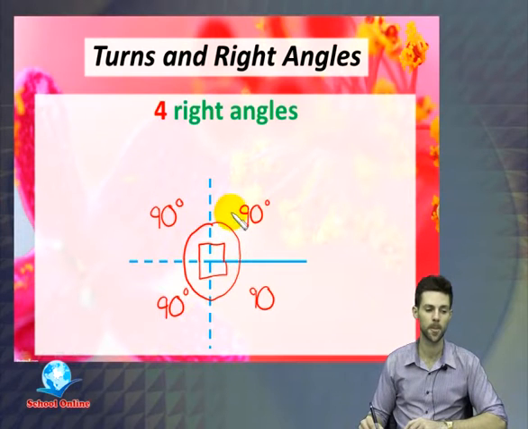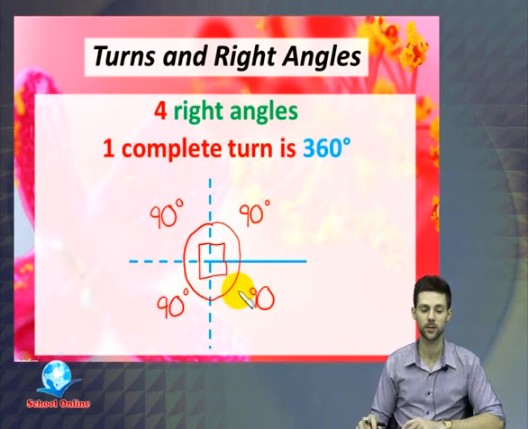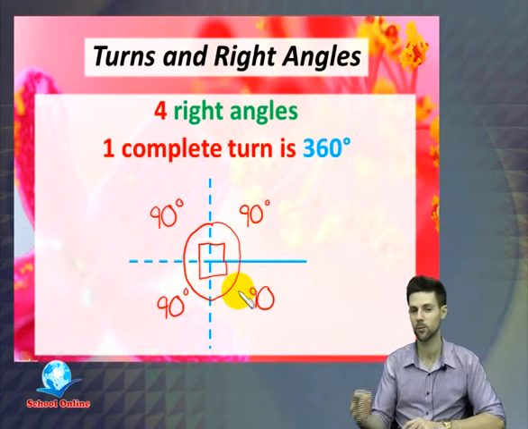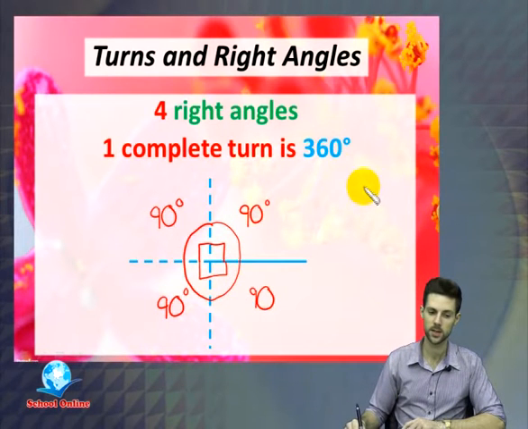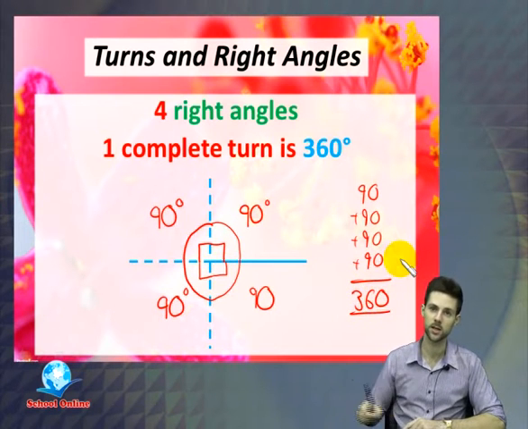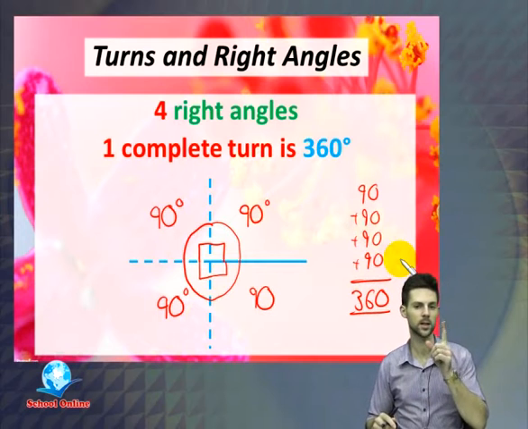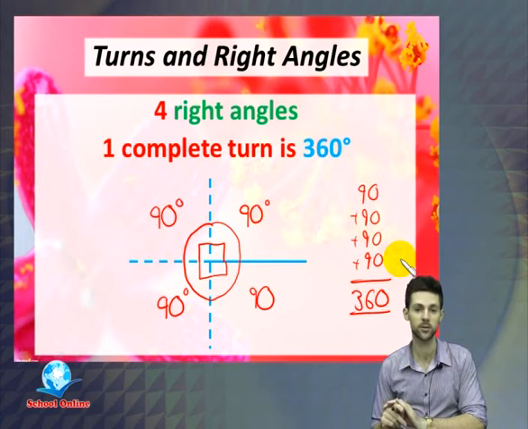So if one complete turn is 4 right angles, 4 lots of 90 degrees, we can say one complete turn is 360 degrees, because 90 plus 90 plus 90 plus 90, or 90 times 4, equals 360, a complete turn. So if we have one right angle, we have a quarter of a turn, and that measures how many degrees? 90 degrees.